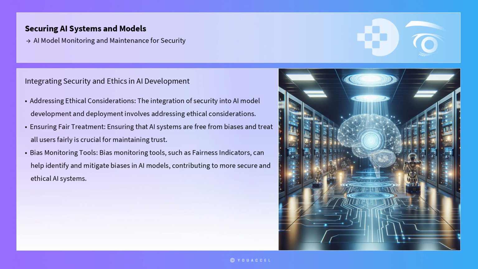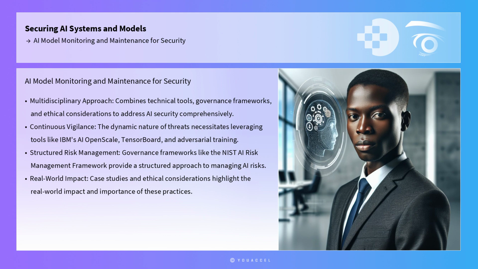The integration of security into AI model development and deployment also involves addressing ethical considerations. Ensuring that AI systems are free from biases and treat all users fairly is crucial for maintaining trust. Bias monitoring tools, such as fairness indicators, can help identify and mitigate biases in AI models, contributing to more secure and ethical AI systems. By incorporating these tools into their monitoring processes, organizations can ensure that their AI models are both secure and equitable.